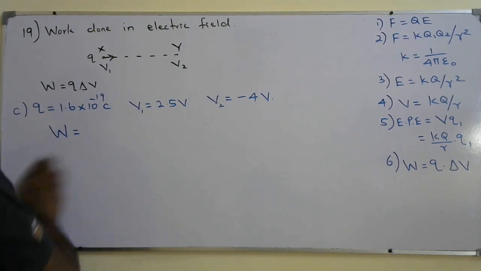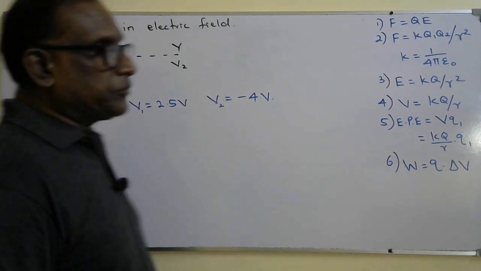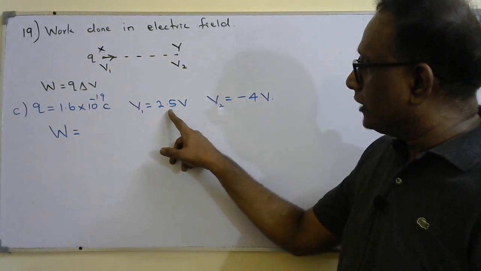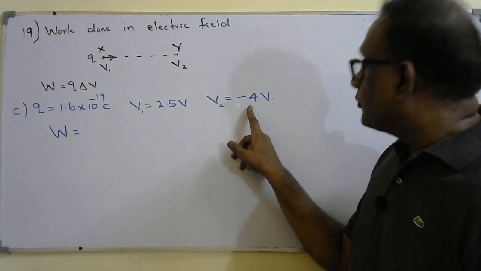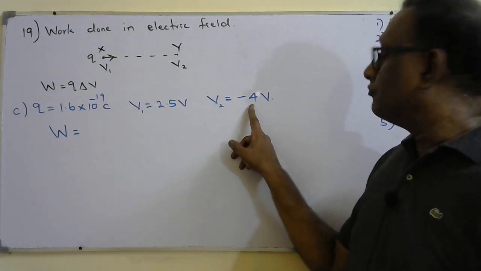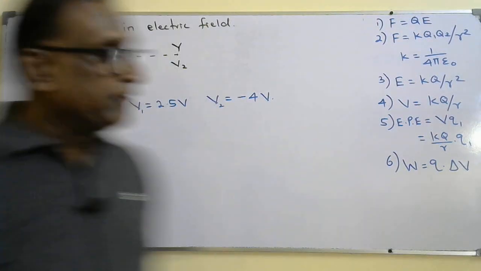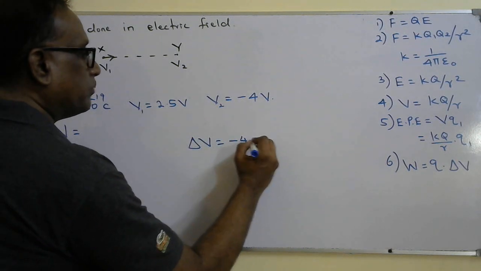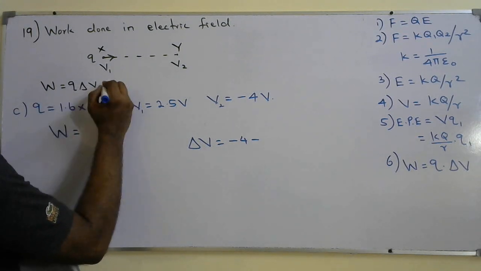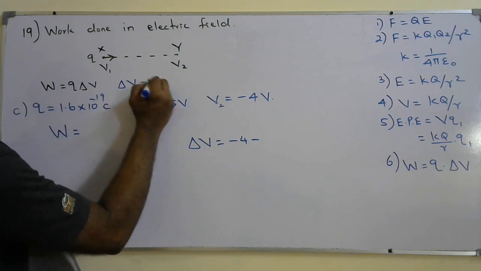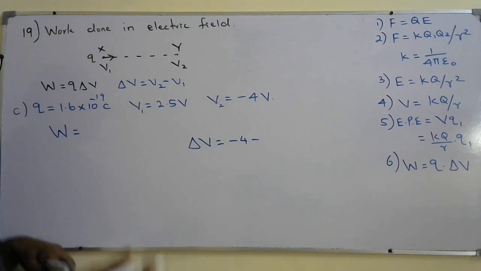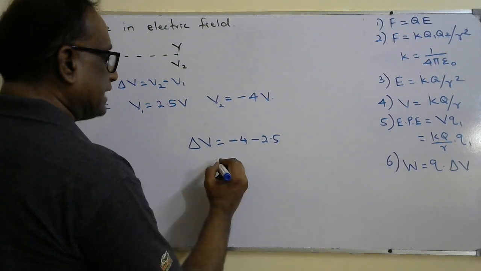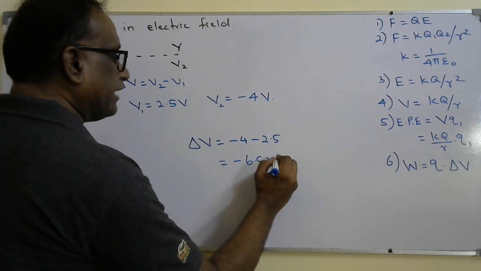Okay, so here a positively charged particle, 1.6 × 10^-19 coulomb, is moving from higher potential, 2.5 volt, to lower potential, which is -4 volt. So when we consider the delta V, it is V2 minus V1. We can deal with the numerical value, the modulus. So -4 minus 2.5 is going to be -6.5 volt.